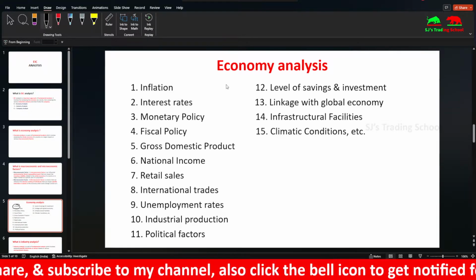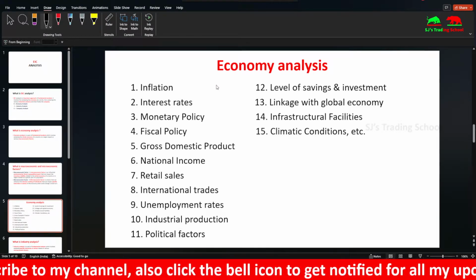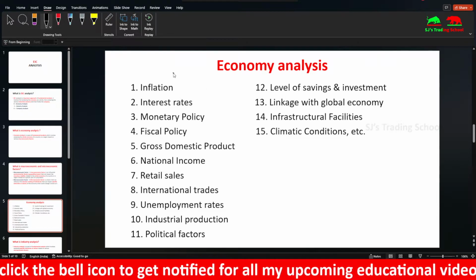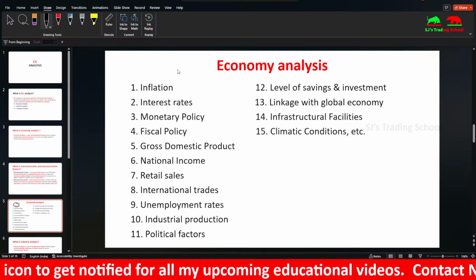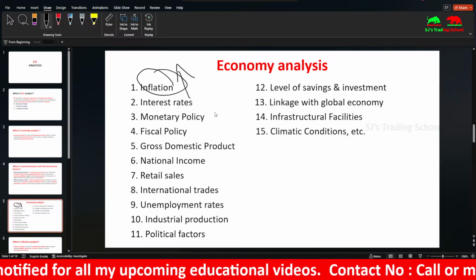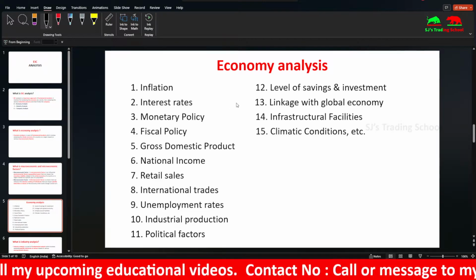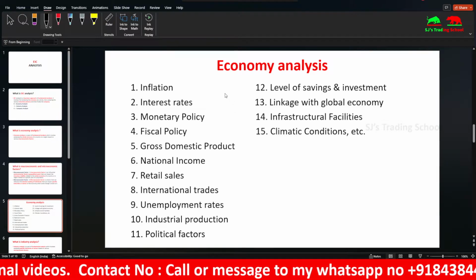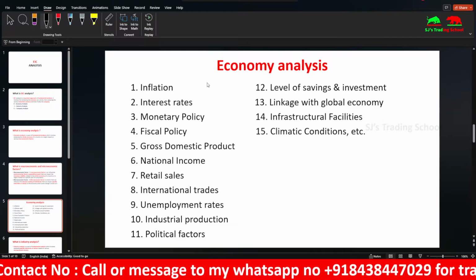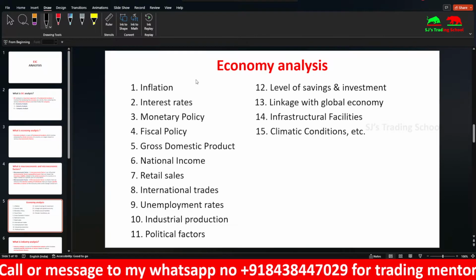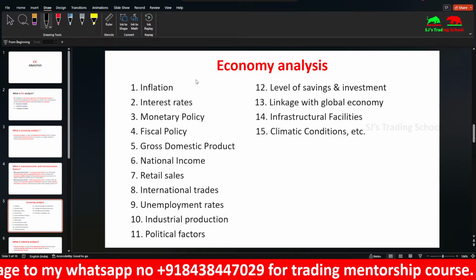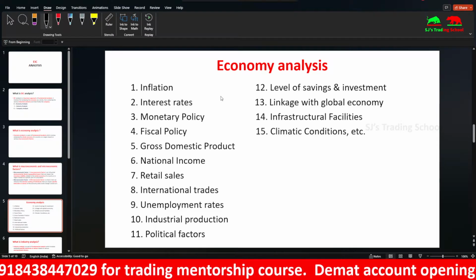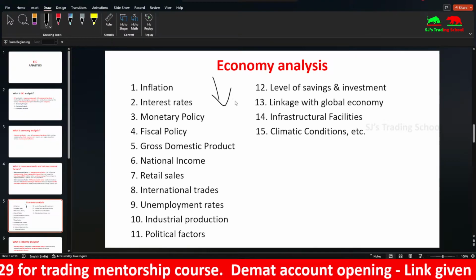So inflation. What happens in inflation? The value of goods and services increases. It's because the value of money decreases, so the cost of goods and services increases. So what do the consumers do? They try to reduce their spending, and so consumer spending decreases. As consumer spending decreases, the products and services of companies don't have demand. So the profits and sales of the companies drop, and so the share prices of the companies decrease.